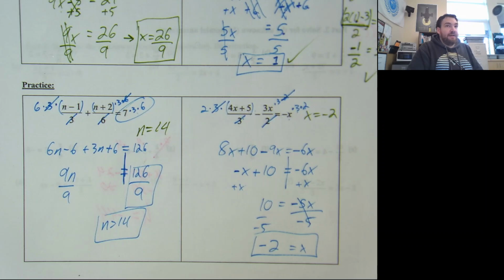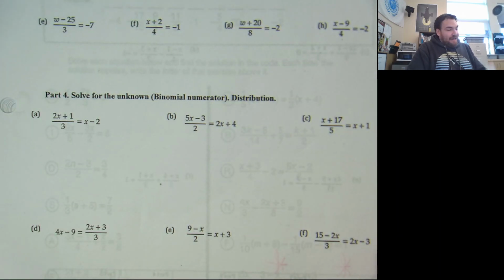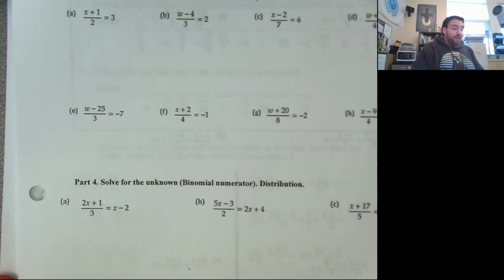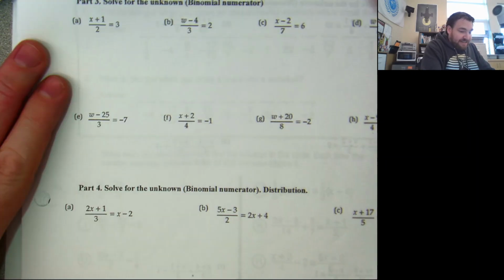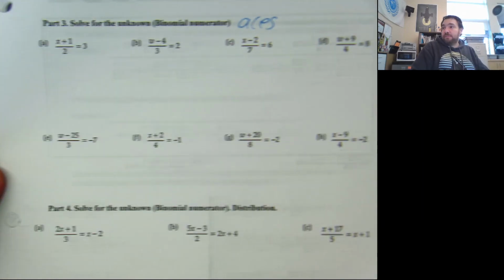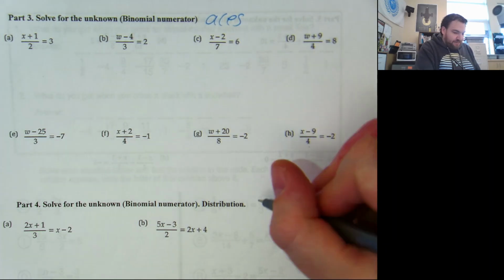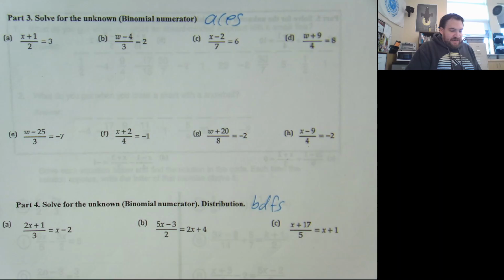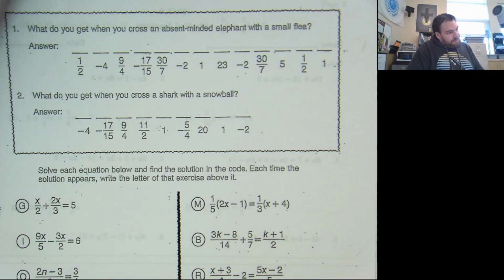There is a boatload of practice that I've got for you. Here is where we're going to start. I want you guys to flip. You're going to start at part 3. I'm going to get you guys to do ACEGs on part 3: A, C, E, and G. And then on part 4, those are all very similar there. So let's get you to do BDFs: B, D, and F. ACEGs on part 3, BDFs on part 4.